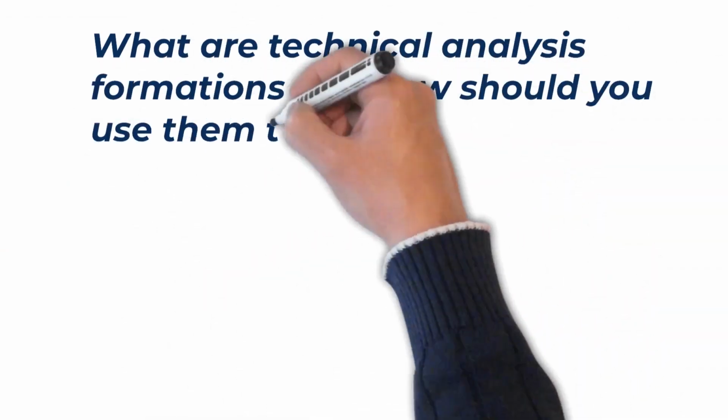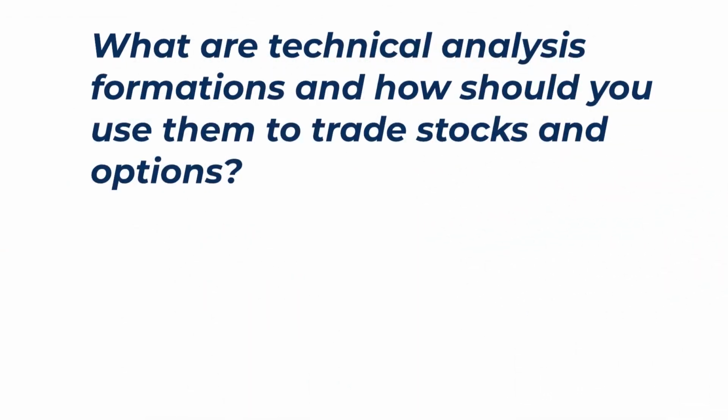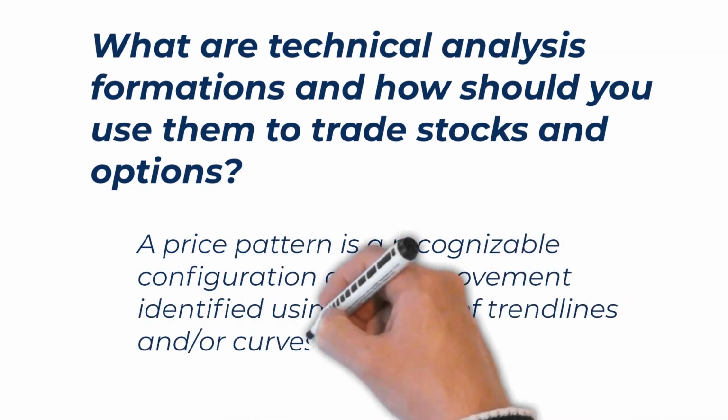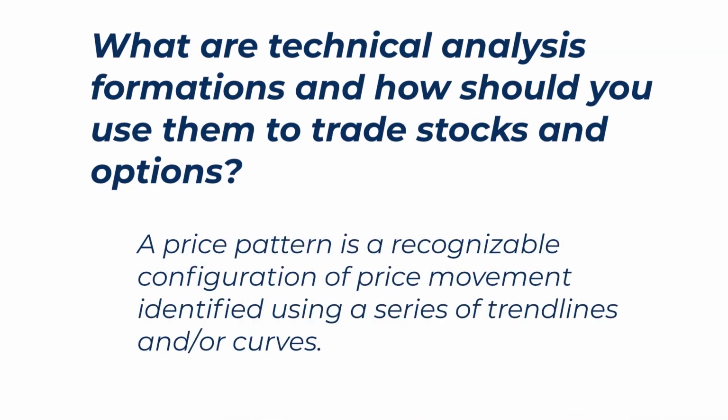What are technical analysis formations and how should you use them to trade stocks and options? Stock chart patterns often signal transitions between rising and falling trends. A price pattern is a recognizable configuration of price movement identified using a series of trend lines and/or curves. When a price pattern signals a change in trend direction, it is known as a reversal pattern. A continuation pattern occurs when the trend continues in its existing direction following a pause. Here are some of the common formational patterns.